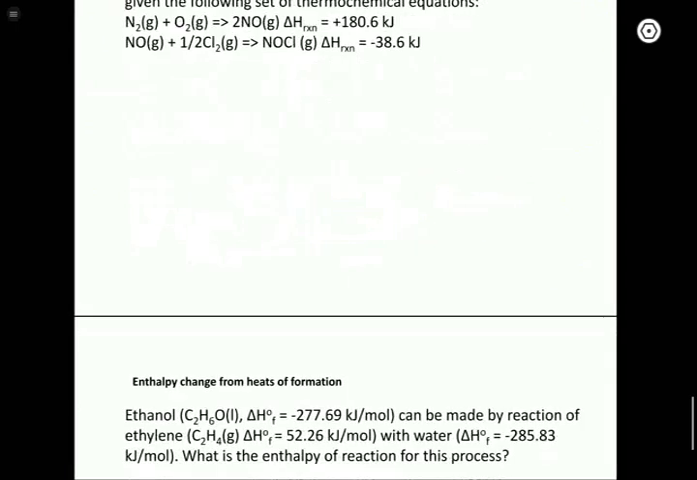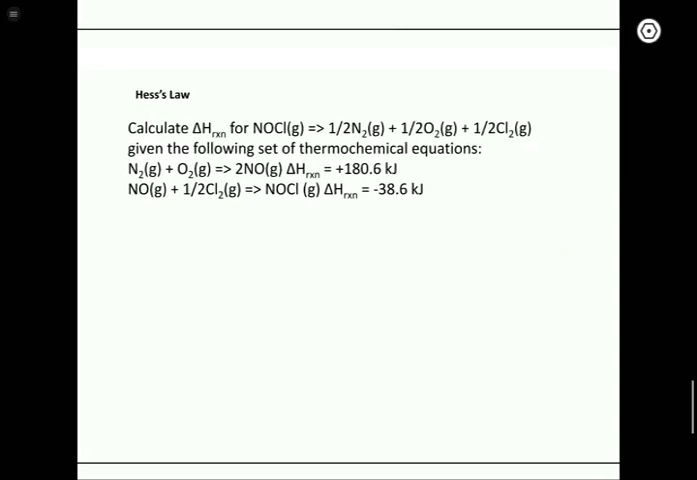Alright, and finally the last two I want to go over are Hess's law and then a related topic, which is using delta H of formation. Okay, so here we have this reaction, NO going to N2 plus O2 plus Cl2. So we're decomposing this into its elements. We want to know the heat of reaction given the following set of thermochemical equations. So we'll label these 1 and 2.